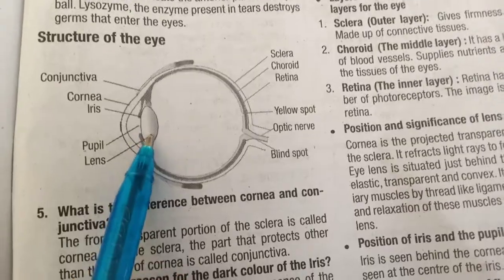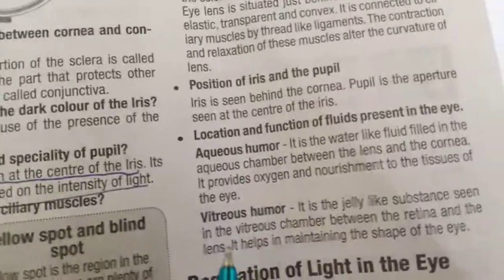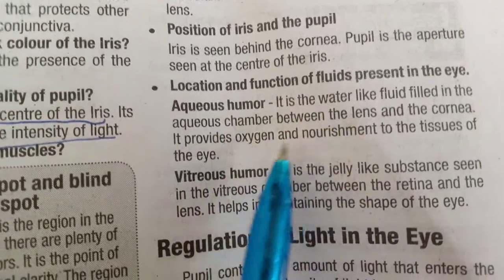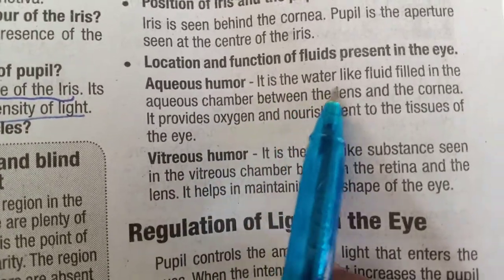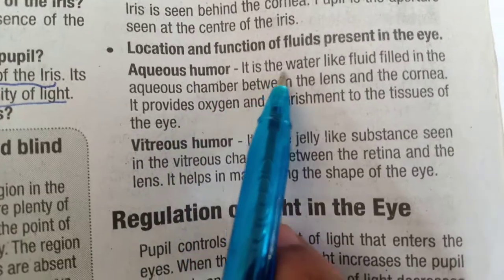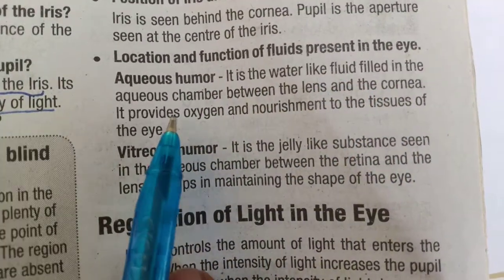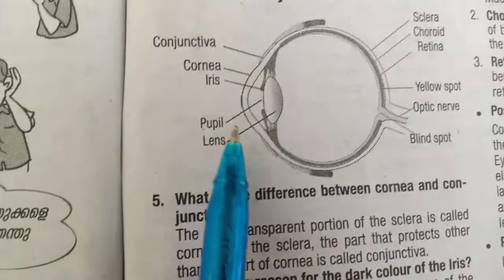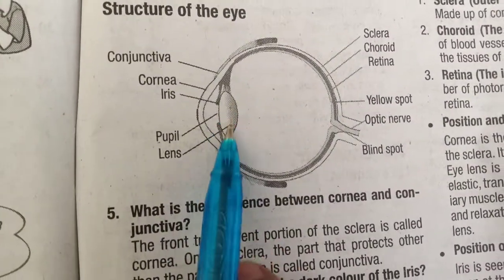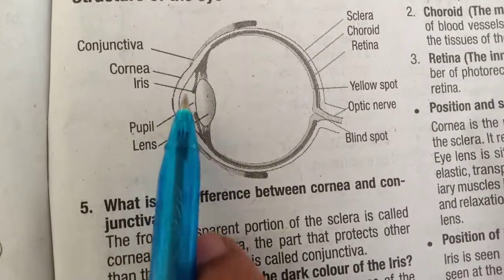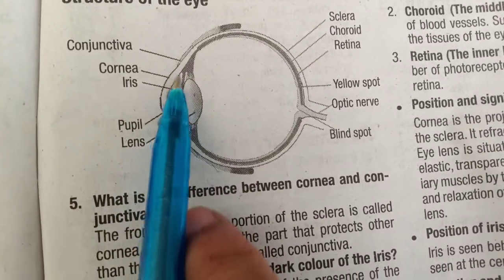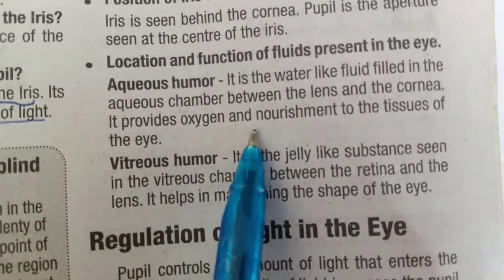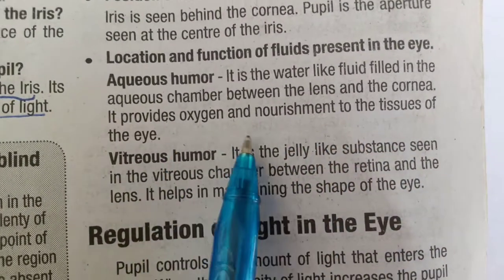Here we have the lens, and then we have aqueous humor and vitreous humor. Some fluids are there in the eye. Aqueous humor is the water-like fluid filled in the aqueous chamber. We have the aqueous chamber between the lens and the cornea. Here is the lens, and this one is the cornea. We have one space here, and it is aqueous humor. It provides oxygen and nourishment to the tissues of the eye.